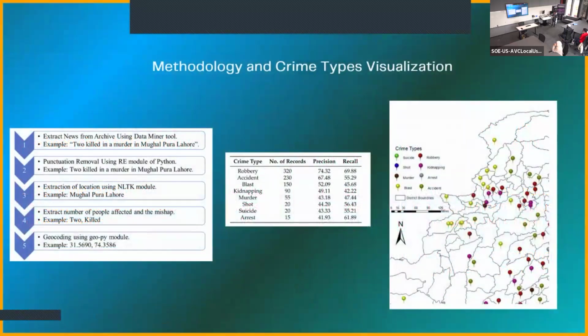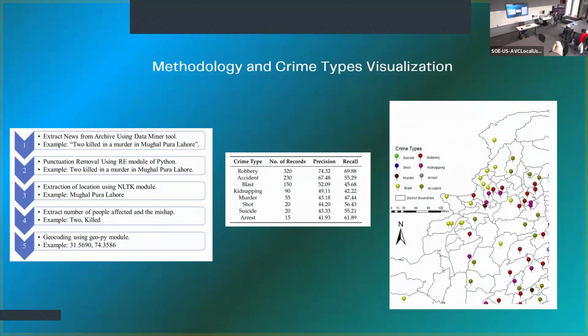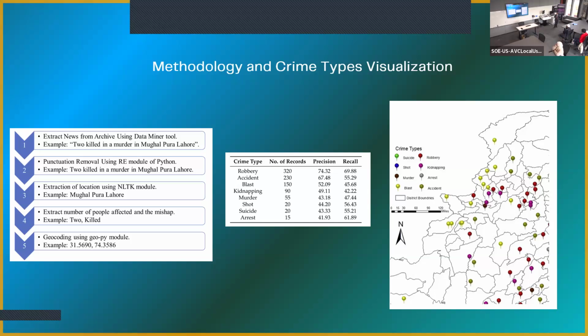And as you can see, we extracted news from archive data using a data miner tool. Example: 2 killed in murder in Mughalpura, Lahore. From here we can extract the information. Mughalpura is the location, right? So we extracted the latitude and longitude of Mughalpura, where this murder occurred. Then 2 is the quantity, and killed is the type of the crime, right? Similarly, for other reports we extracted different types of information.